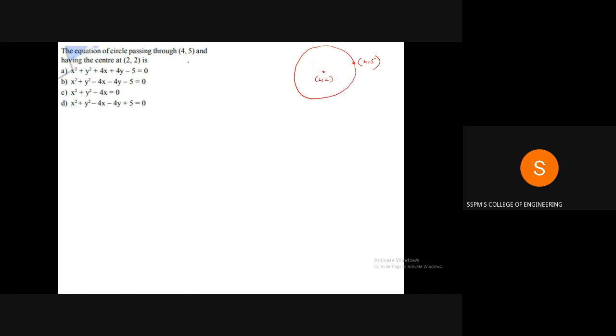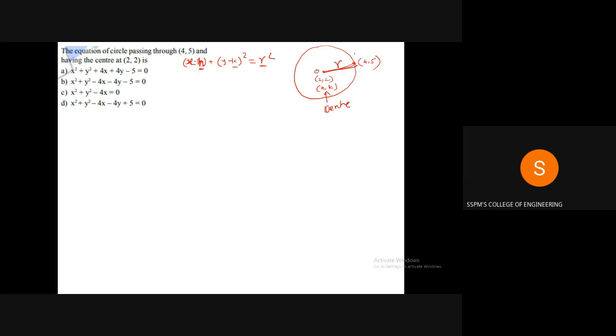So what is the general form of the equation? It is (x − h)² + (y − k)² = r². So this (2, 2) is (h, k), that is the center. The coordinates of the center are (h, k), and they are already given. So h and k are already given, and we just have to find the value of r. See, this distance is r, so we will use the distance formula.